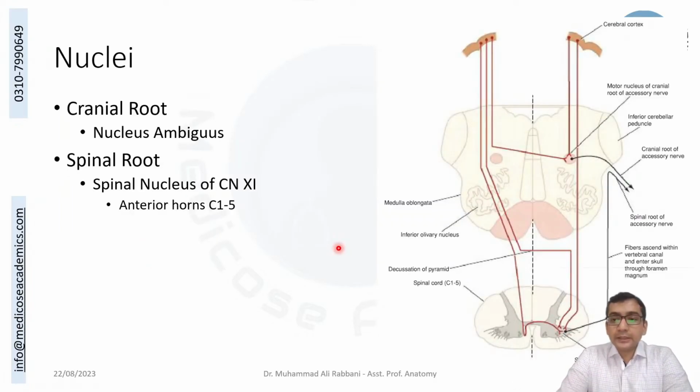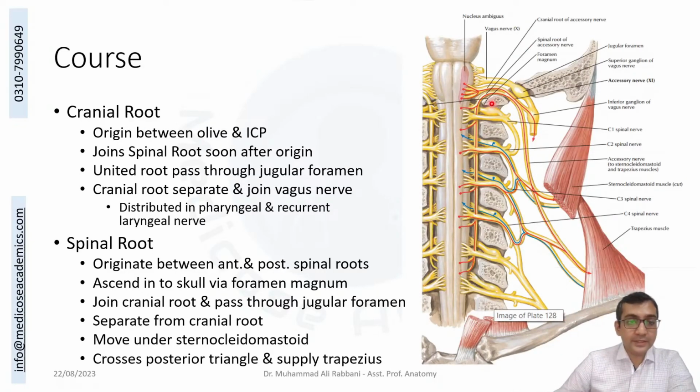The cranial root originates from the nucleus ambiguus. It's the same one that was giving rise to the fibers of the vagus and the glossopharyngeal, so it's special visceral efferent. The spinal root originates from the spinal cord anterior horns of C1, C2, C3, C4, and C5. The cranial nerve simply emerges from the nucleus ambiguus and comes out.